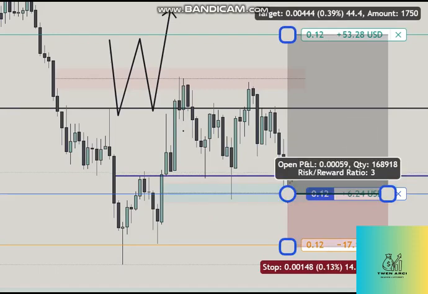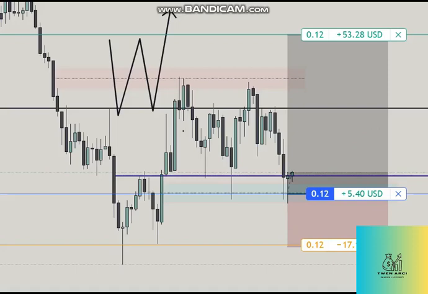For this, currently I'm targeting a 1:3, somewhere above here. There's a fair value gap area there. I'm targeting around that zone. You can do a 1:2.